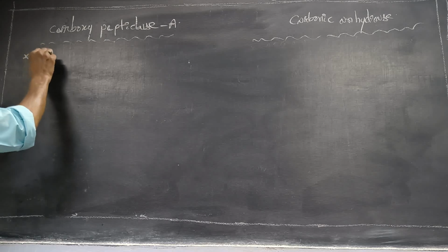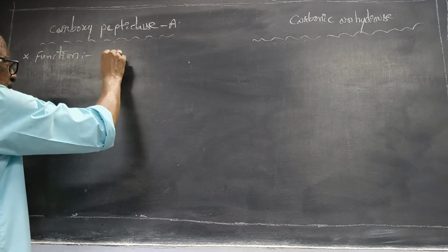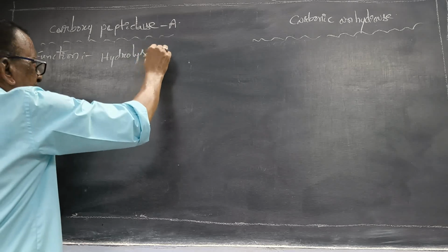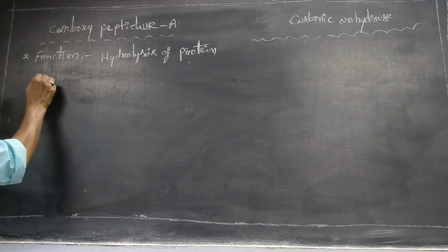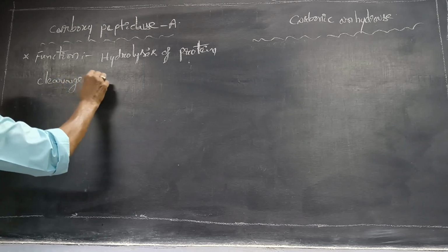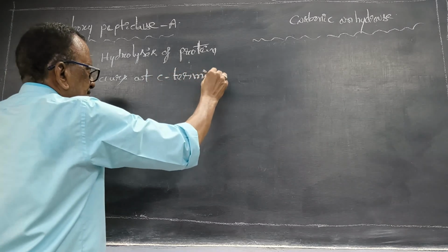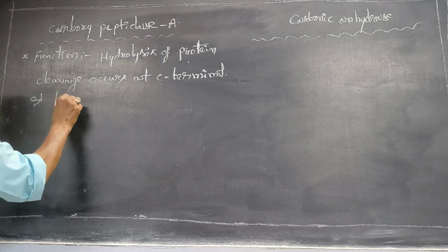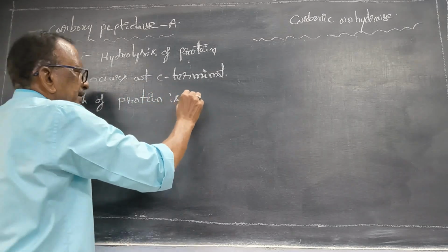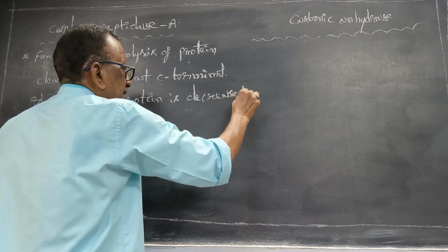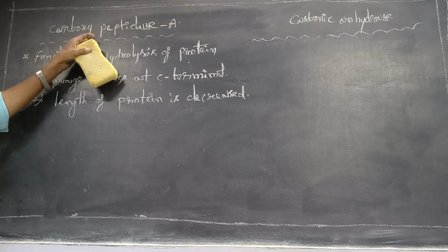So regarding the function, what is the function of carboxypeptidase A? It means hydrolysis of protein. Okay. Then cleavage occurs at the carboxyl terminal and the length of protein is decreased, that is, shortened. This we have to write when we get the carboxypeptidase A short answer.